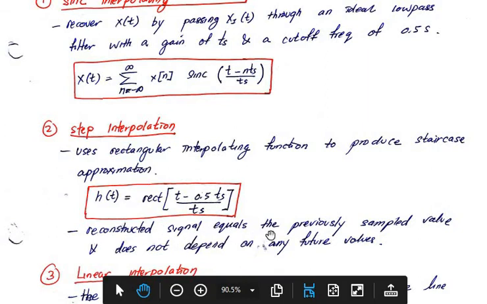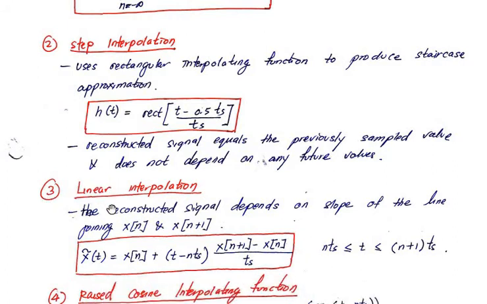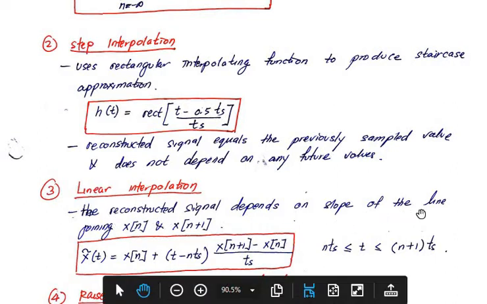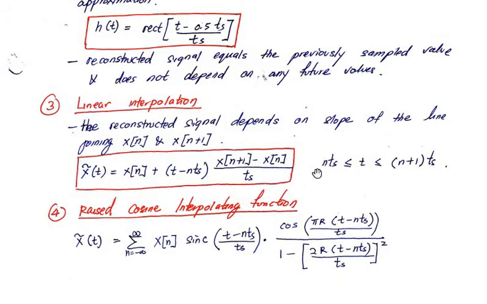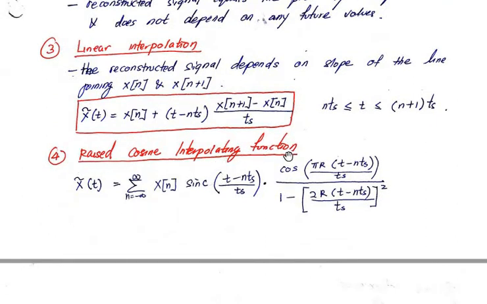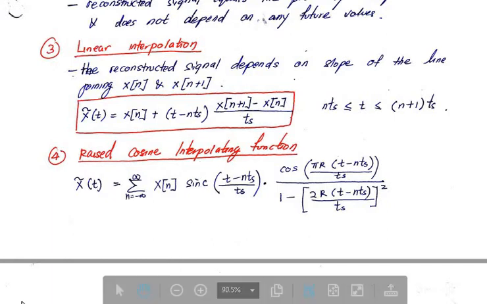So the reconstructed signal equals the previously sampled value and does not depend on any future value. Whereas the third method is the linear interpolation. This method depends on the slope of the line joining xn and xn+1. This is the formula, and t is in between nTs and (n+1)Ts. The last one is the raised cosine interpolating function, and this is the formula to find the raised cosine. The calculation for the raised cosine would be a bit lengthy.